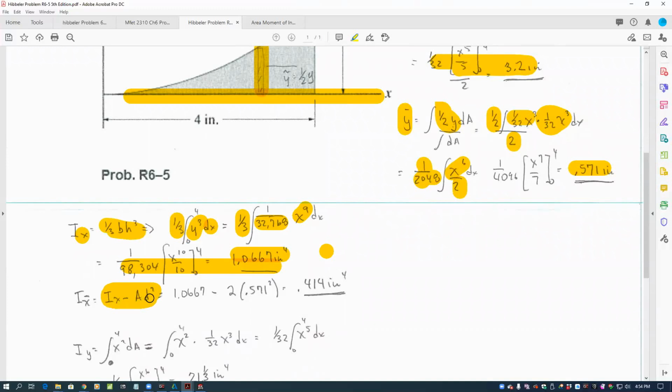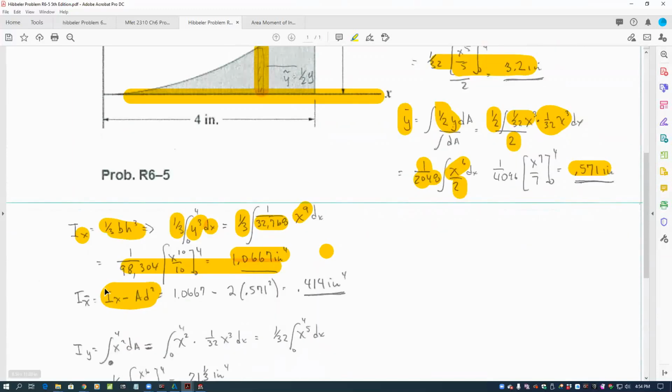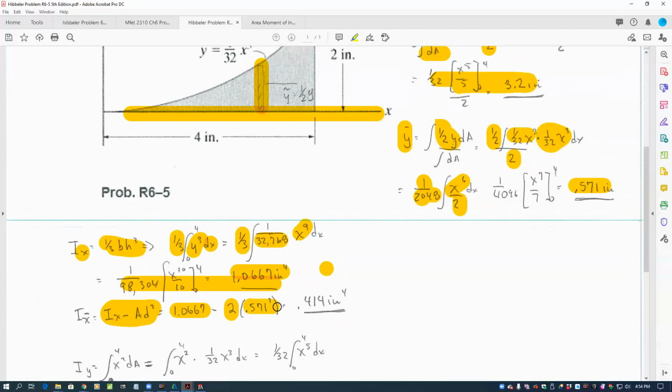If we then move it to the centroidal axis, we just use the parallel axis theorem kind of in reverse, don't we? If we're moving it from the centroid to the x-axis, we'd add this value plus that one. But since we're moving it from the x-axis to the centroid, we take our value of the moment of inertia with respect to the x-axis and move it to the centroid. So the 1.0667 minus the product of our area times the distance we're moving it. And we're moving at the y bar, so that becomes 0.414.